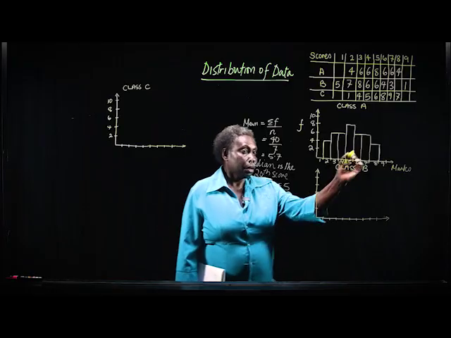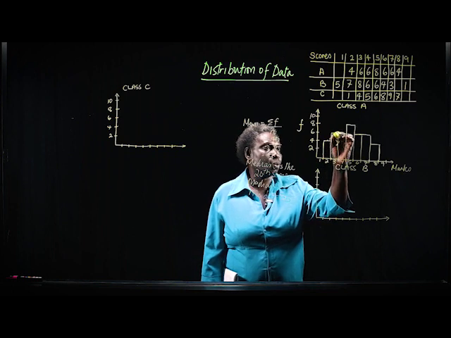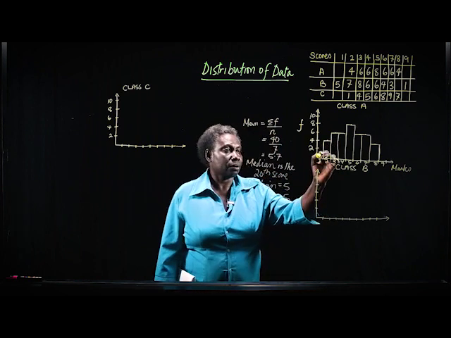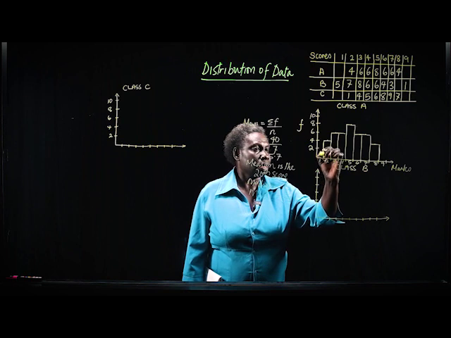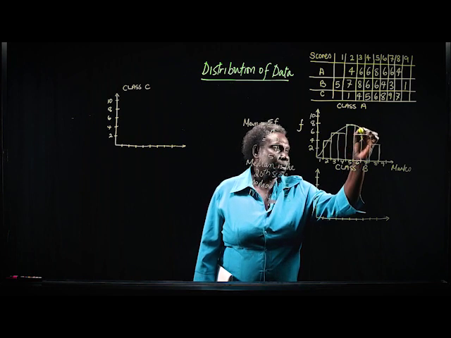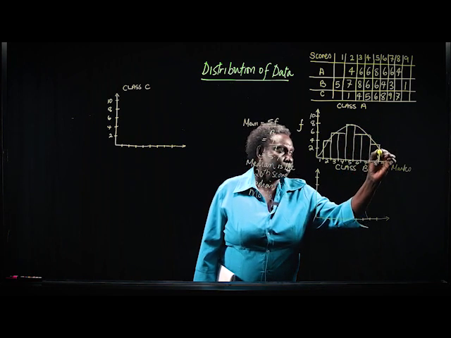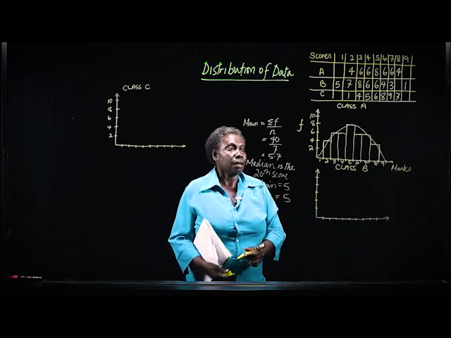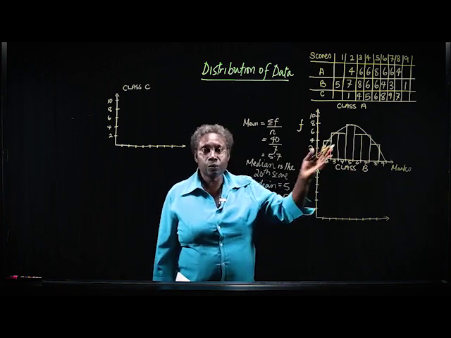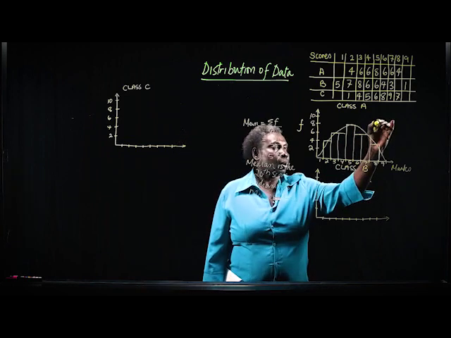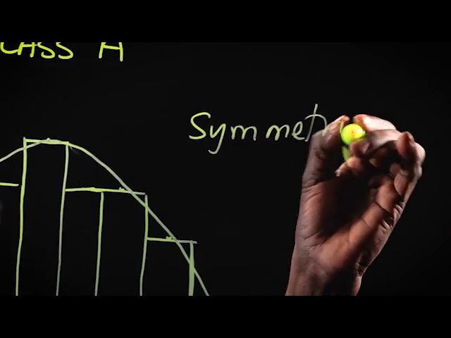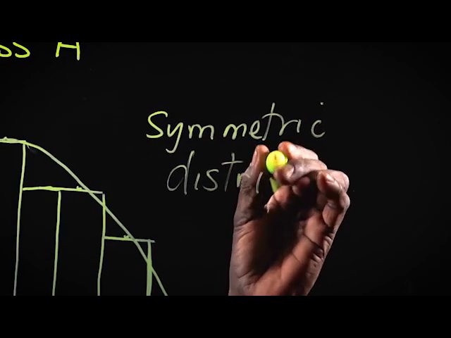Now, if I am going to draw a line which is called a frequency polygon, we'll see what this distribution looks like. I'll join these points here, the dots at the center of the graph. If you look at this, this is a graph which is evenly distributed, which means that we have an equal number of students above the mean and an equal number of students below the mean. So this is a symmetric distribution, which is evenly distributed.